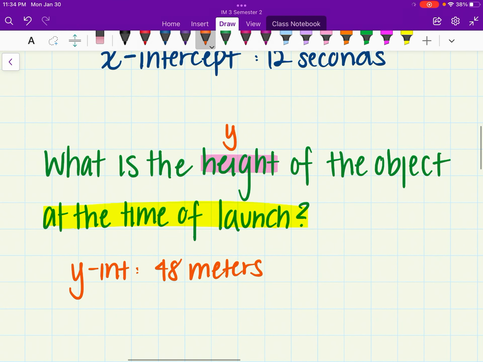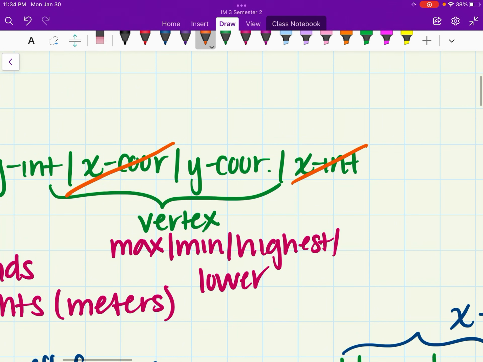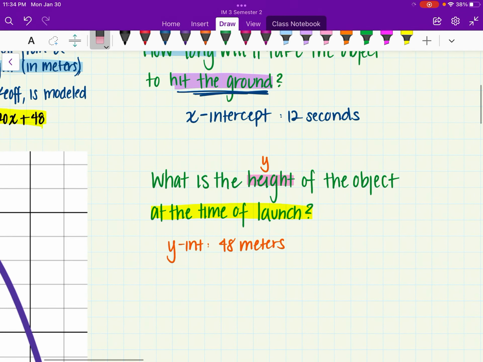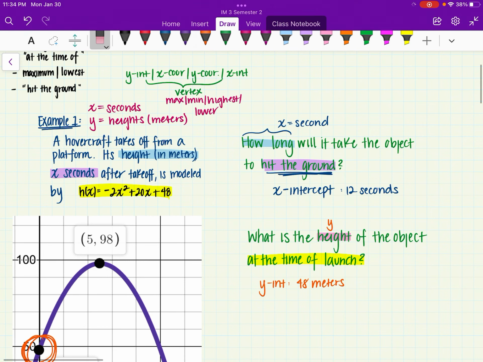Another thing, guys, if you notice on this question, it doesn't mention anything about a maximum, a minimum, a highest or lowest. So I know that in this case, the y-coordinate would be out because it's not a point in the vertex. So that's something else for you guys to do.